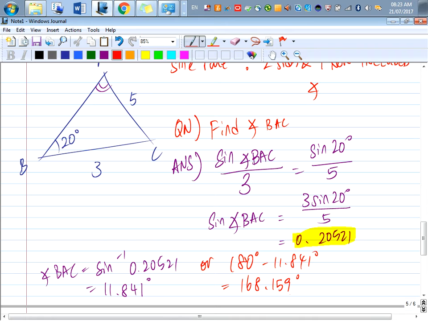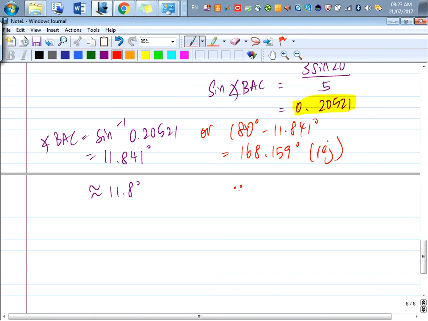The sum of angles in a triangle must be 180. And I already gave you 20. So that one cannot be 168. So this is rejected. Okay? And the reason is because 168.159 plus 20 is already bigger than 180 degrees. So cannot be. Okay, so this is my answer. Right?